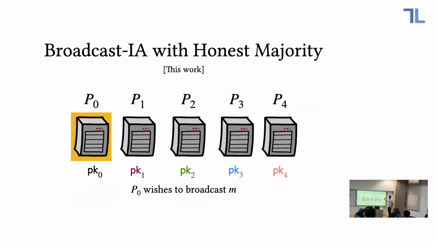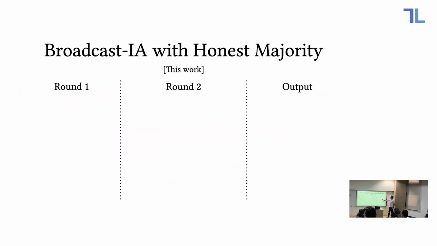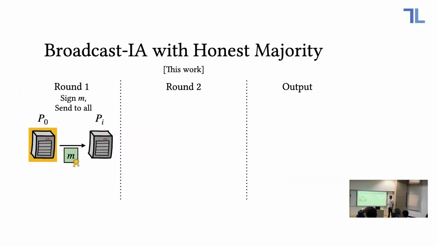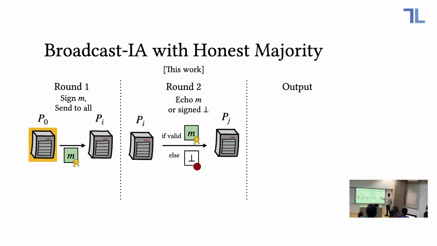So let's say I have 5 parties, P0 to P4, and P0 is the sender who wants to broadcast a message. There's a 2-round protocol that we construct that achieves this. It's roughly based on the Goldwasser-Lindell technique, but with a small augmentation. In the first round, P0 signs the message that it wants to send and sends it to every Pi. In the second round, every Pi just echoes the signed message that it got from P0.